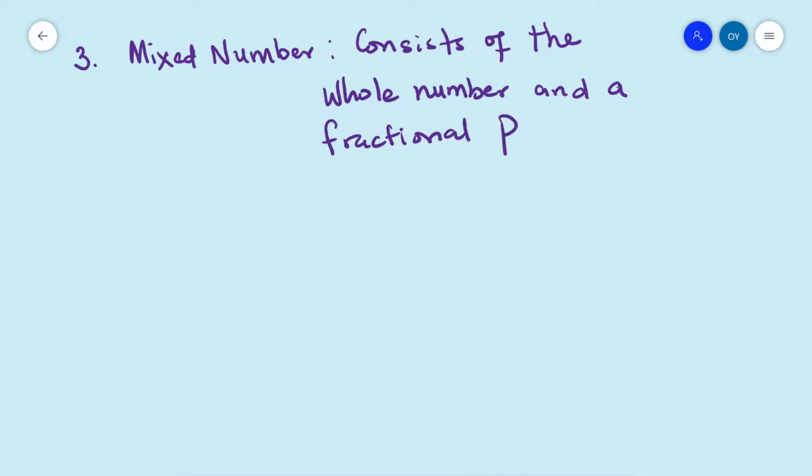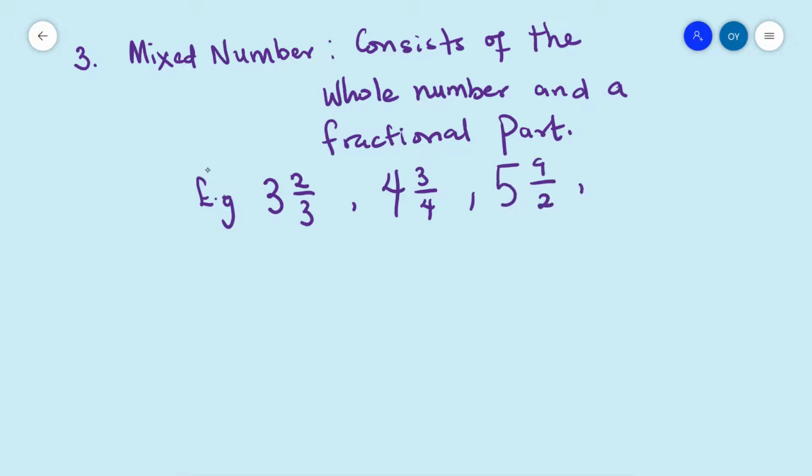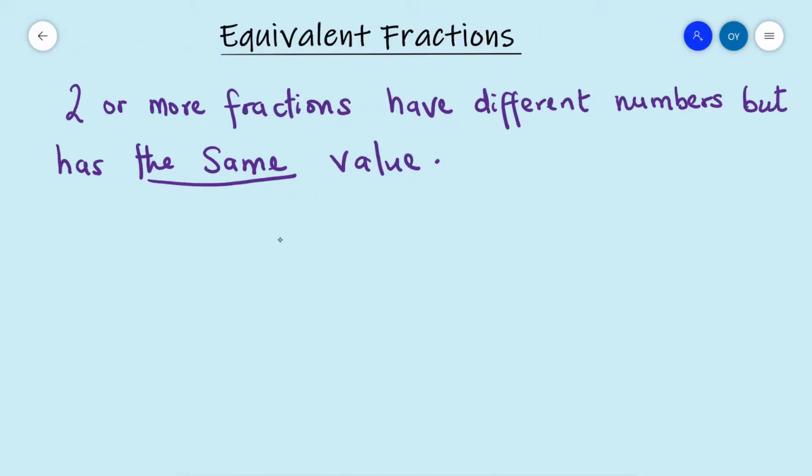The third one is the mixed fraction, or we call it a mixed number. Here it consists of two parts, the whole number and the fractional part. Example, we have 3 whole number 2 over 3, 4 whole number 3 over 4, 5 whole number 9 over 2, 17 whole number 3 over 8, and we have 20 whole number 1 over 4. All these are mixed fractions or mixed numbers.